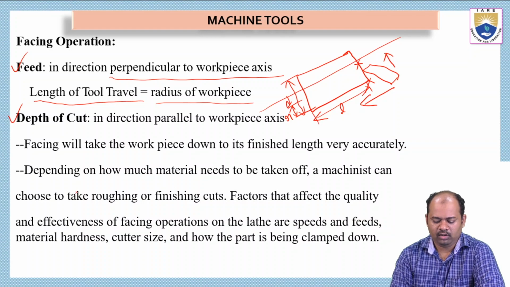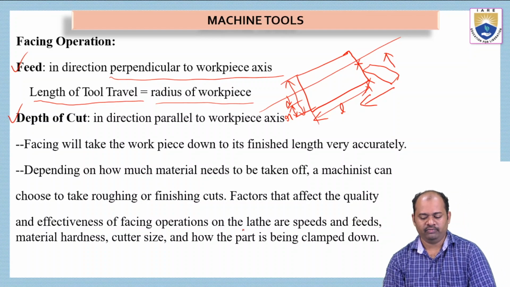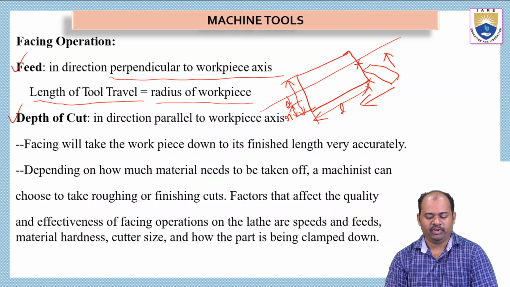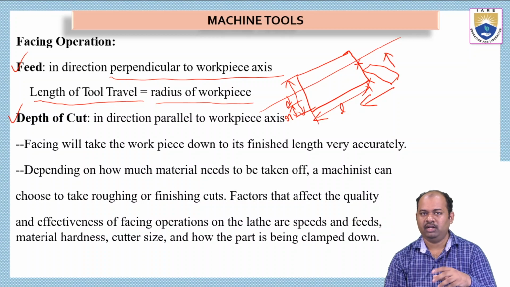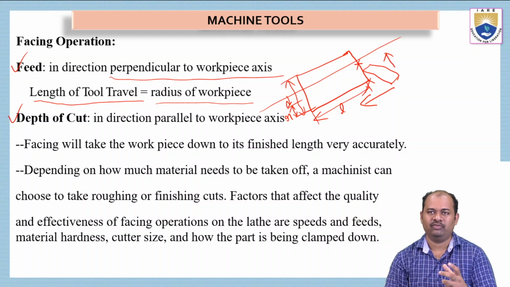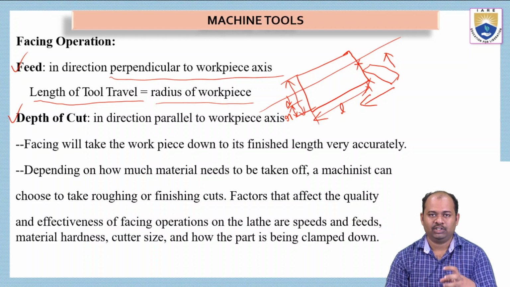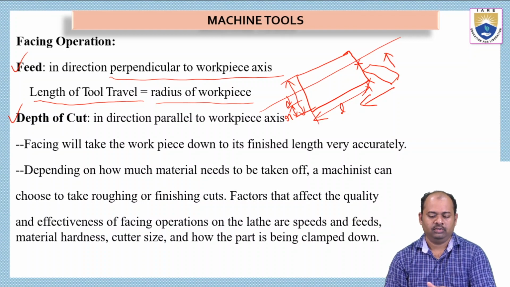And then depending on how much material needs to be taken off, a machinist can choose to take roughening or finishing cuts. So depending on how much amount of material to be removed from this workpiece, we can select a rough surface or a smooth surface that has to be created on the workpiece cross section. Because always remember, facing operation is done on the cross section only. We have to remove some material initially and then we have to make the surface smooth.